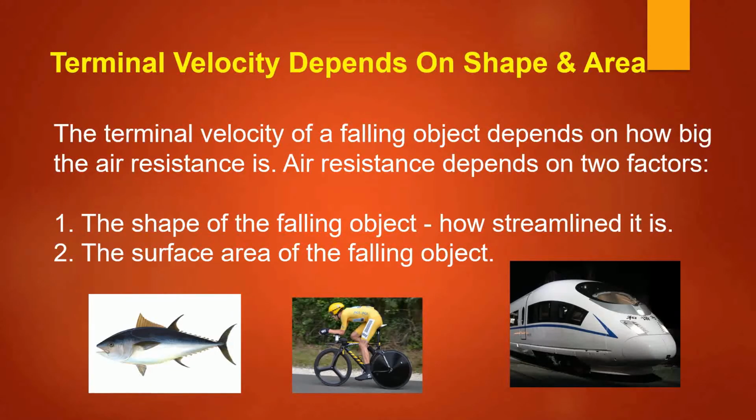Terminal velocity depends upon shape and area. The terminal velocity of a falling object depends upon how big the air resistance is.